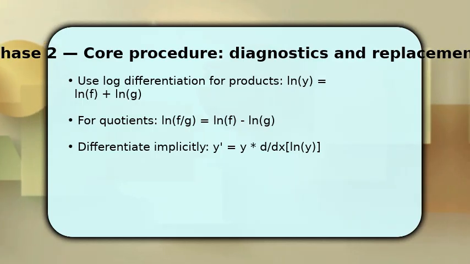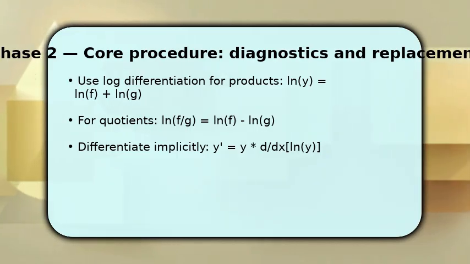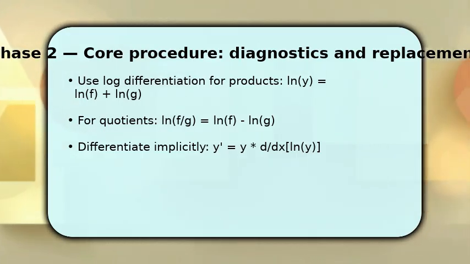That turns multiplication into addition, which is easier to differentiate. Then differentiate both sides implicitly, remembering y appears inside d/dx ln y. Multiply back by y at the end. Make sure to simplify algebraically before substituting, because reducing fractions early prevents algebraic mistakes.